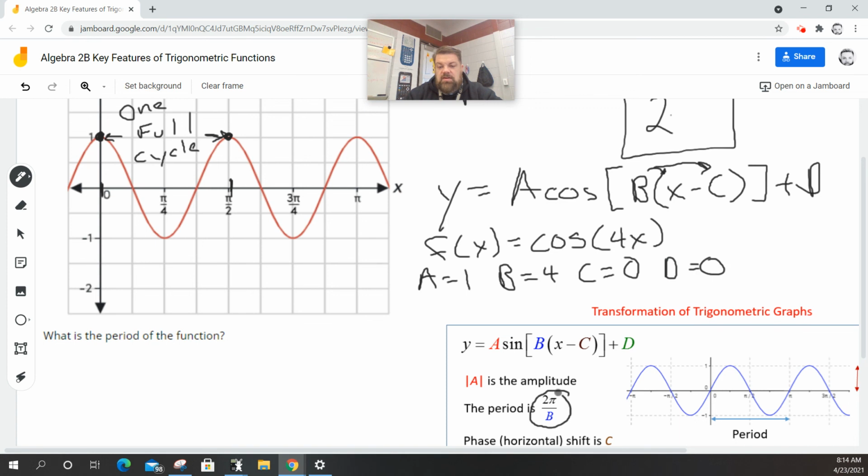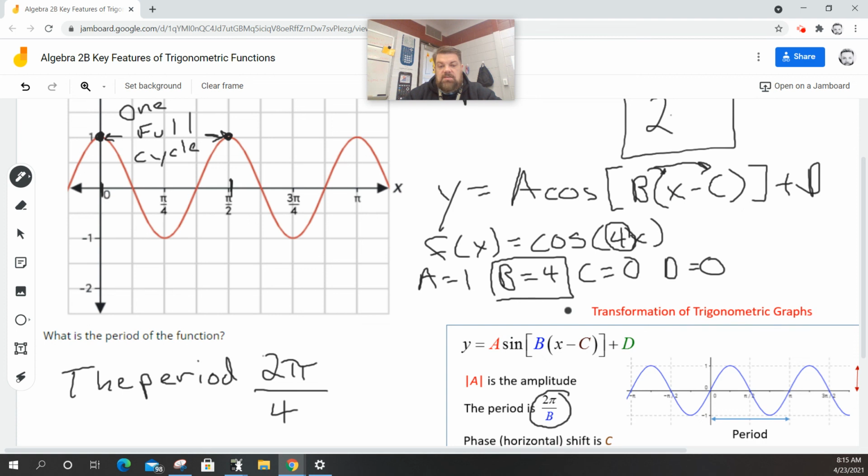But this little formula right here, 2 pi over b is the period. So the period, you could do this without graphing it if you had to. I would say 2 pi over b, and then b is 4. So if I plug in 4, why is it 4? Because c equals 0, and if you distribute that through, you end up with 4x. So then 2 pi over 4 reduces down to pi over 2. Okay?